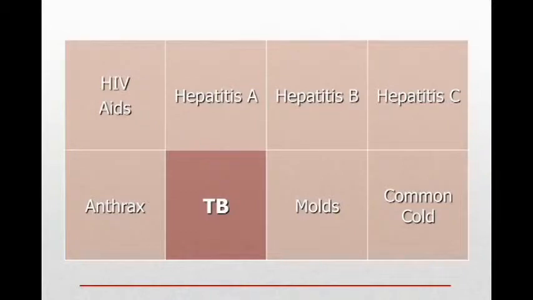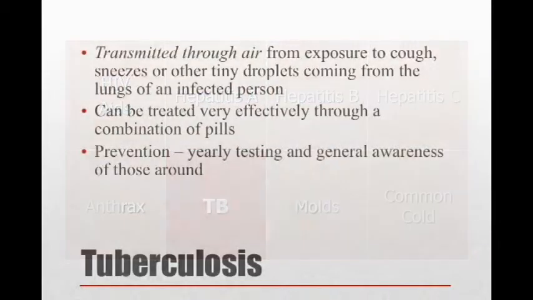Moving on to tuberculosis. Tuberculosis is transmitted through the air from exposure to cough, sneezes, or other tiny droplets coming from the lungs of an infected person. It can be treated very effectively through a combination of pills. Prevention includes yearly testing. I'm sure you've all gotten those little bubble in your skin tests. And general awareness of the disease and potential exposure.